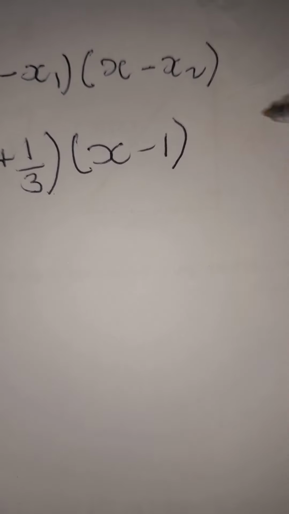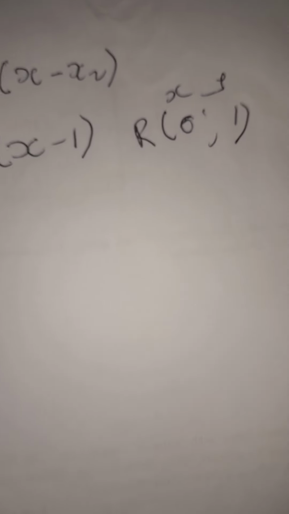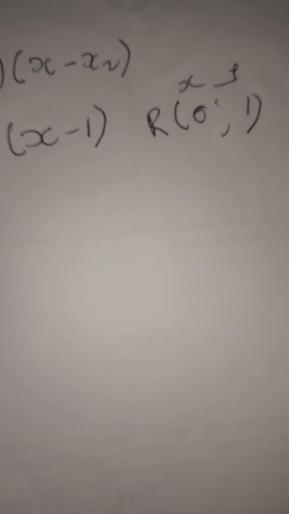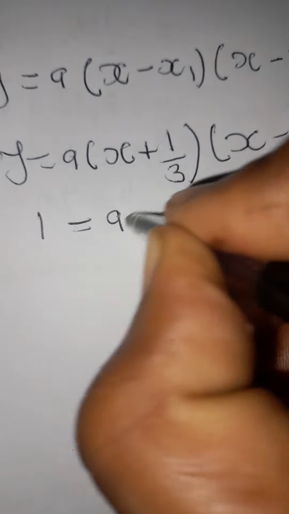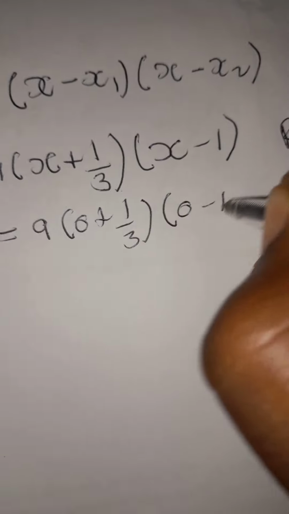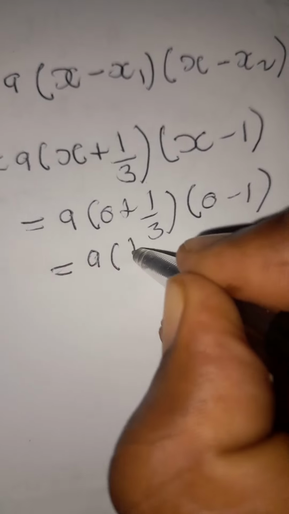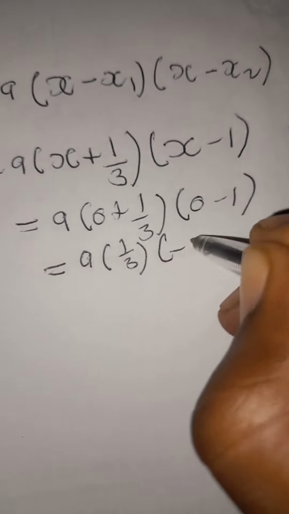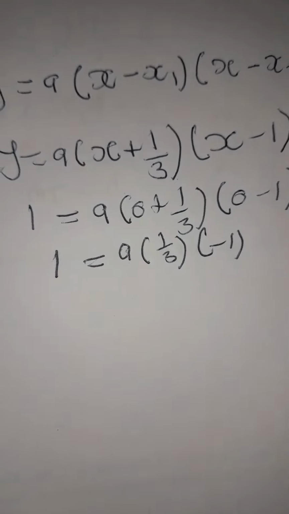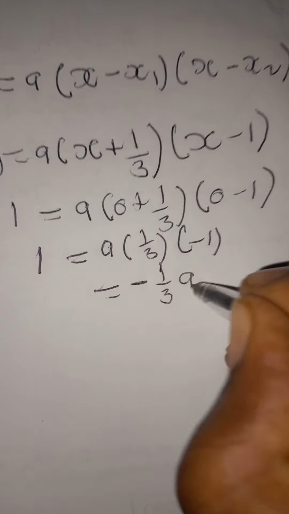It passes through R. R was (0, 1), which is the y-intercept. This is x and this is y. So where there is x, we shall put 0, and where there is y, we shall put 1. Then this will be 1 equals a times (0 plus 1/3) times (0 minus 1). So 0 plus 1/3 will be 1/3, and 0 minus 1 will be minus 1. So we get 1 equals negative 1/3 a.